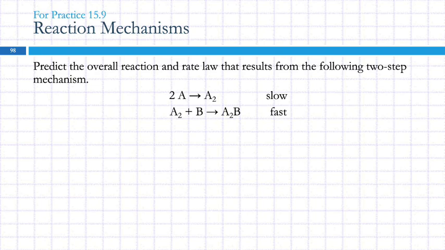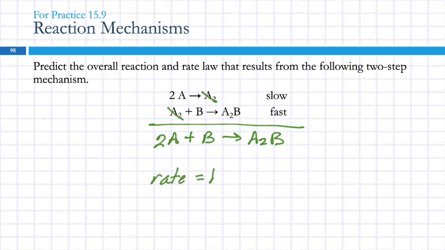So we're going to add these together. And so we see that A2 is formed and A2 is destroyed. That's the intermediate. So we write down what remains. 2A plus B forms A2B. And that's the overall reaction. What's the rate law? Yeah. Rate is going to equal the rate constant times the concentration of A squared.